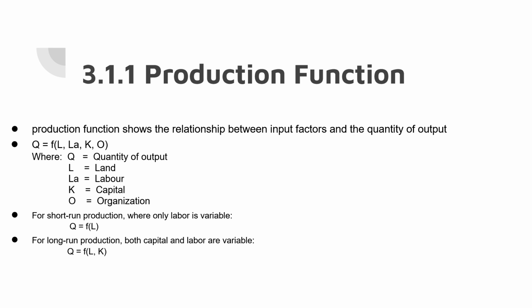Production function. Production function shows the relationship between input factors and the quantity of output. Symbolically, it is written as Q equal F of L, K, where Q means output, L means labor, K means capital. This function helps us to understand how much output we get from various combinations of inputs. For short-run production, where only labor is variable, Q equal F of L. For long-run production, both capital and labor are variable, Q equal F of L, K.